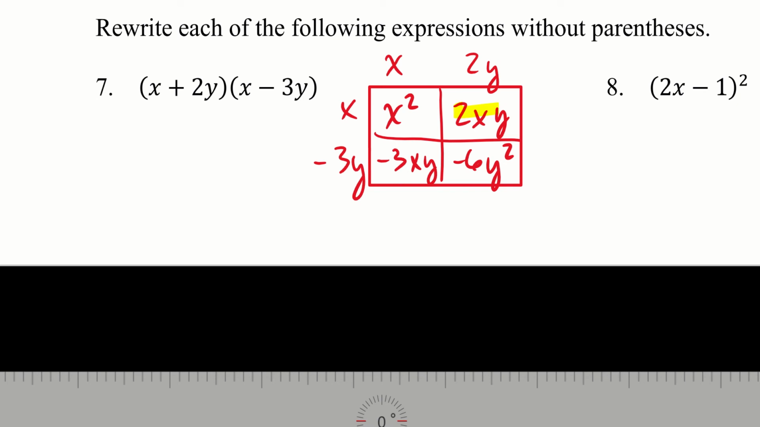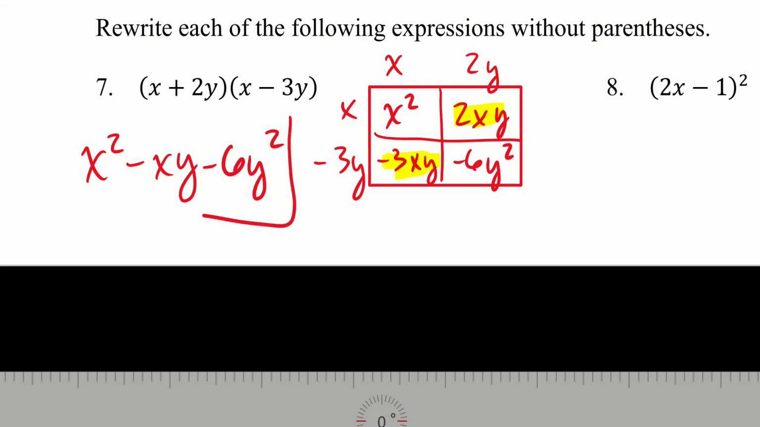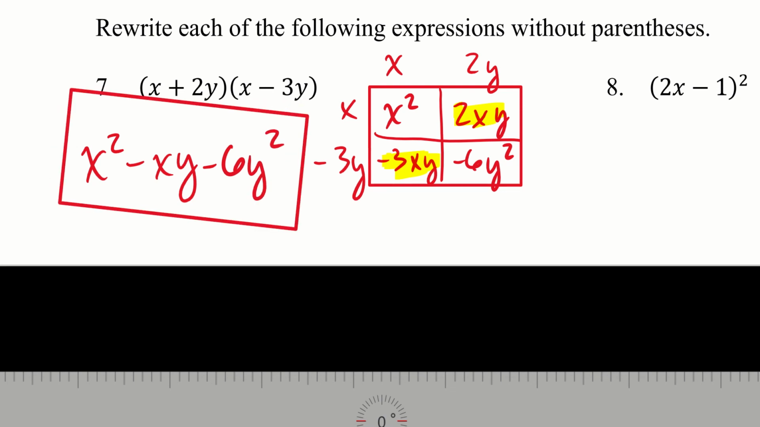So if I look at the parts here and I write this, I do have to combine some like terms, right? These are like terms. So my final answer is going to be x to the 2nd power minus a single x times y, right? Because if I combine -3xy plus 2xy, I just have the single xy. And then finally a -6y to the 2nd power. So that's the product for number 7.